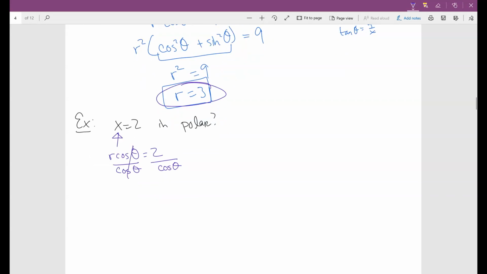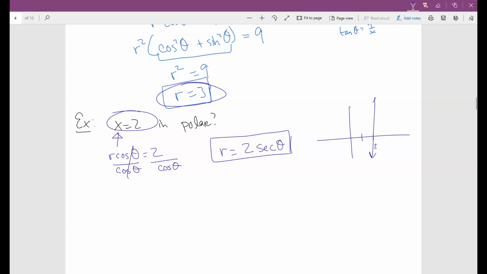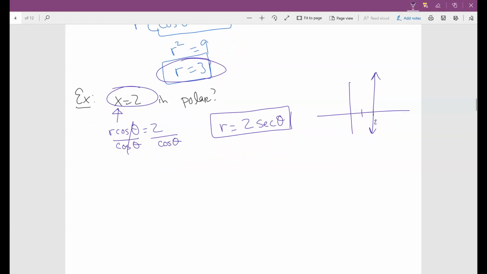So I'm going to get r is equal to 2, and then what's 1 over cosine? Well, 1 over cosine is just secant theta. So 2 secant theta is actually just a straight line, x equals 2. Okay, so if I were to draw the line x equals 2, this line is represented as 2 secant theta. Okay, all right. Now let's do another one.